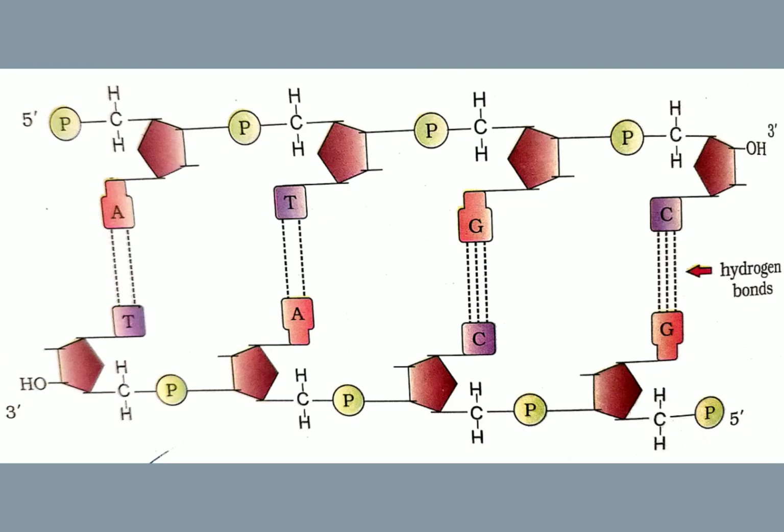Number 3, the bases in the two strands are paired through hydrogen bonds, forming the base pairs. Adenine pairs with thymine with 2 hydrogen bonds, and guanine with cytosine with 3 hydrogen bonds. As a result, a purine always comes opposite to a pyrimidine. This generates an approximately uniform distance between the two strands of the helix.